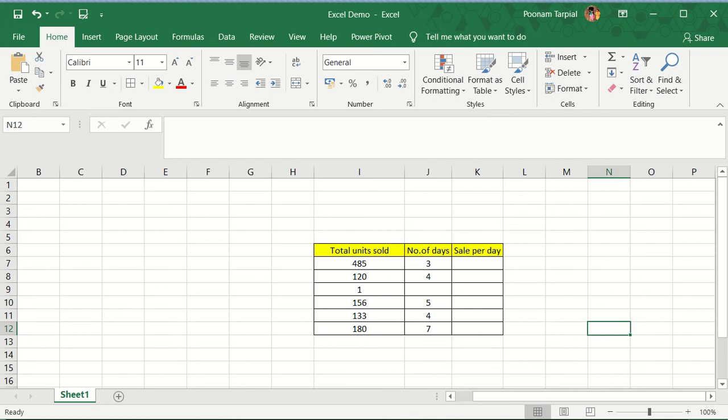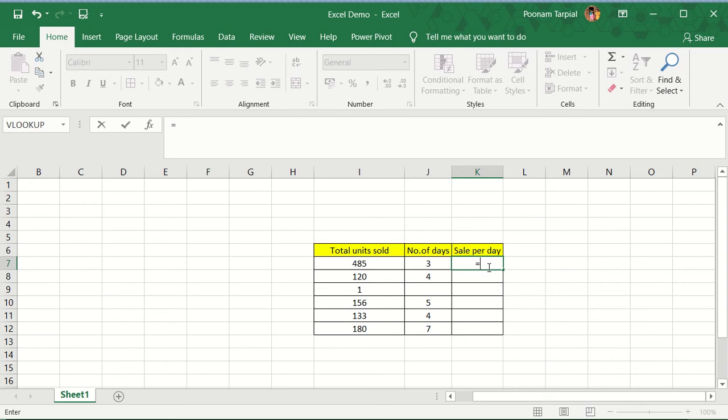So let's begin. I've created this demo sheet in which I have sales data, though the sales data is very limited. In one column, that is the I column, I have the total number of units sold. In J I have kept how many days those units were sold. The output that I normally require from this data is to calculate the sale per day. If we divide the total number of units by the number of days, we get the sale per day.